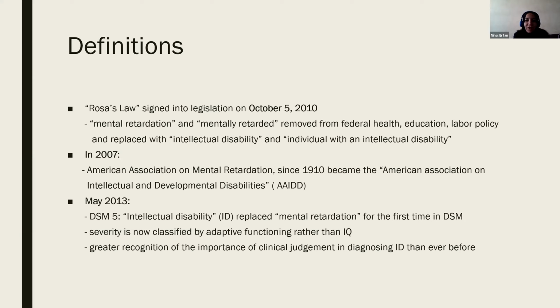And in DSM-5, intellectual disability has replaced mental retardation for the first time in DSM history. And the severity is now classified based on adaptive functioning rather than IQ. So that's how you look at people in terms of their adaptive functioning, but we still use numbers because it also helps us understand this person's strengths and limitations.